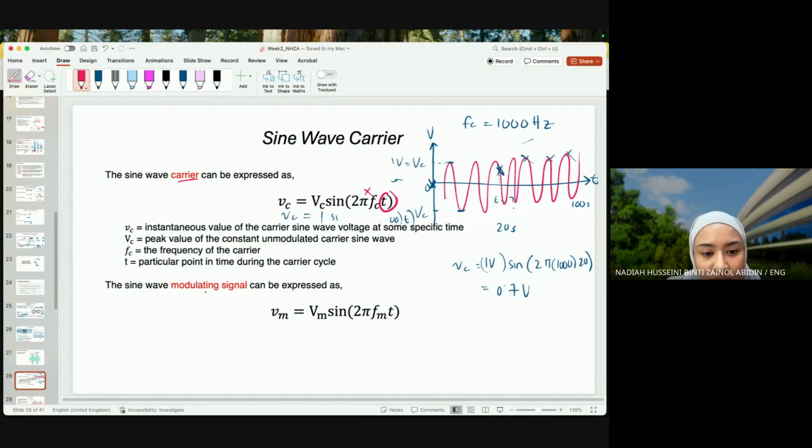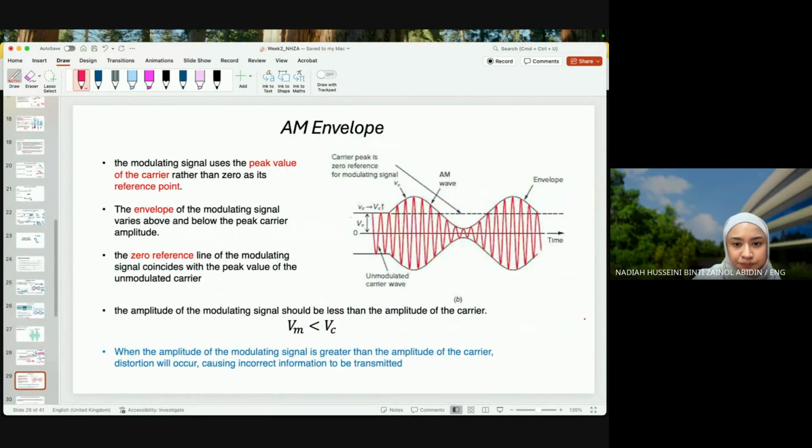Okay, so the sine wave of a modulating signal can be also expressed similarly. So this is the instantaneous value, this is the peak modulating signal, this is the modulating frequency, and this is the specific time that we want to find out. Same equation, same format, different subscript. So again, the modulating signal looks like a sine wave as well, but lower frequency, lower VM, lower peak voltage.